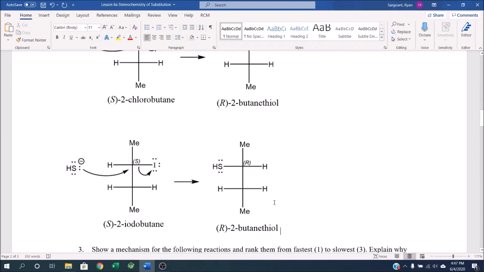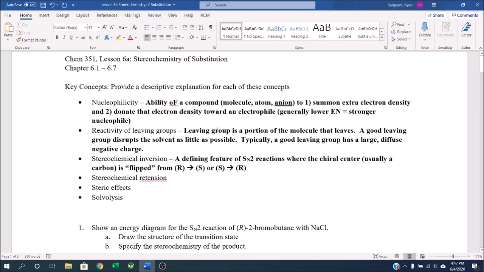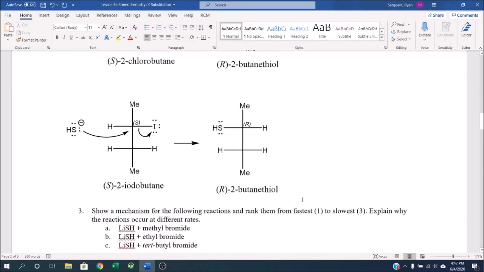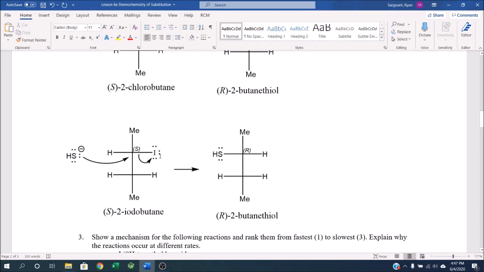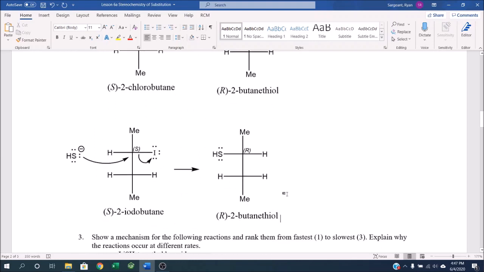And as I explained before, a good leaving group, let's go back up and reread our definition. Leaving group is a portion of the molecule that leaves. So in the reaction that we're looking at, it's either a bromide, a chloride, or an iodide. A good leaving group disrupts the solvent as little as possible. Typically, a good leaving group has a large diffuse negative charge. And so here, when the iodide falls off versus a chloride falling off versus a bromide falling off, the iodide is the largest, most diffuse negative charge.